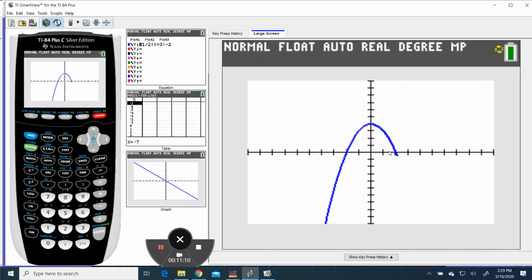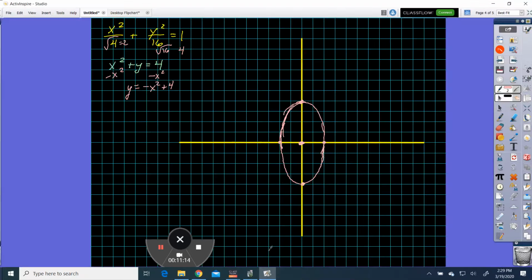Crosses at 2 and negative 2 and up there at 4. So, boy, that gives me some good points: 4, negative 2, and 2. Kind of looks like this. Maybe not quite that wide. A little prettier than that would be better, but you get the general idea.